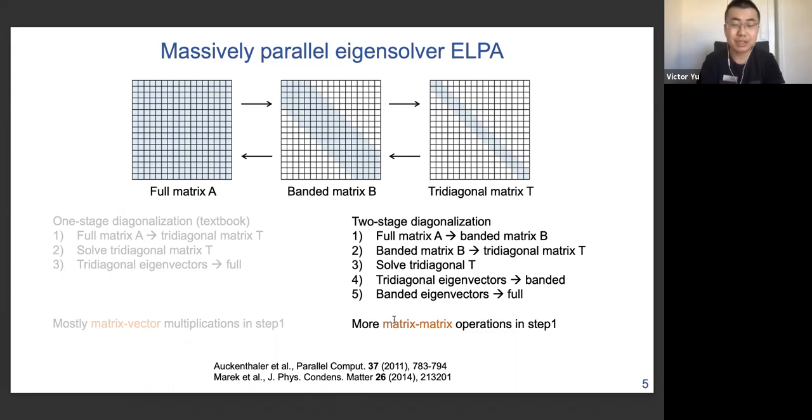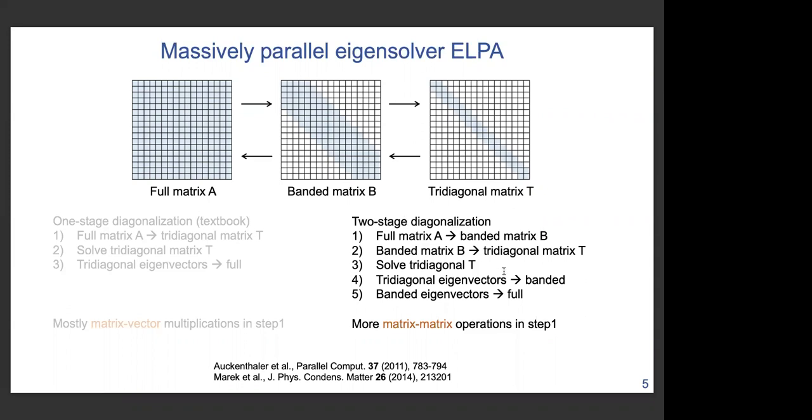But it turns out that this two-stage diagonalization is more efficient thanks to more matrix operations, and it's more scalable. It can use more MPI tasks, more CPU cores, thanks to more details of this algorithm. I don't know if this answers your question. Yes, yes. Thanks. Thanks a lot. Sure.